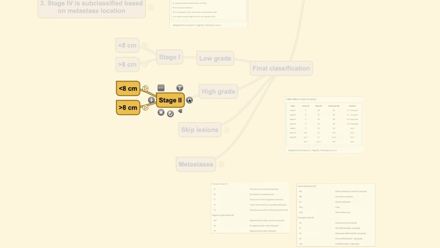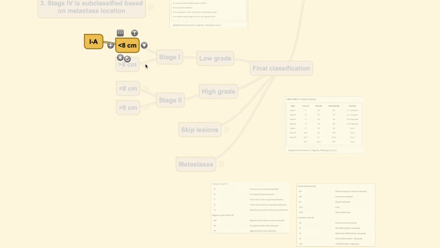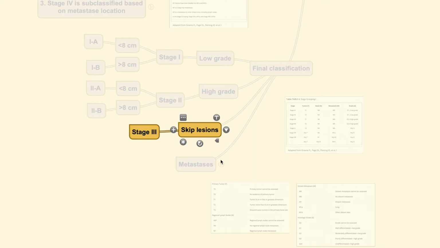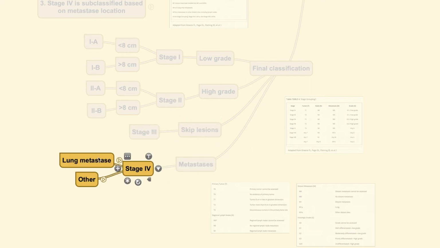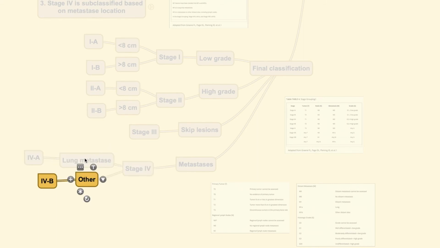Okay, and for the high grade, it is considered as a stage 2, whether it is in a 2A or 2B stage based on its size, and if there is any skip lesion, then automatically the lesion is considered as stage 3, and if there is metastasis, then it is a stage 4.